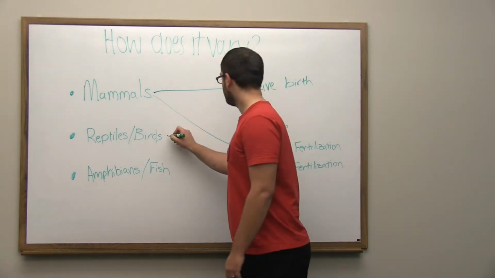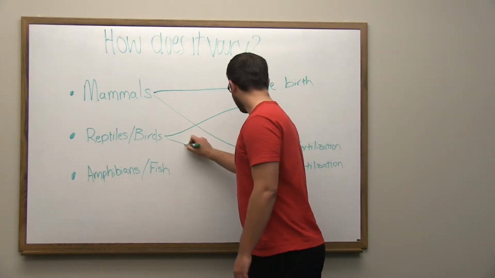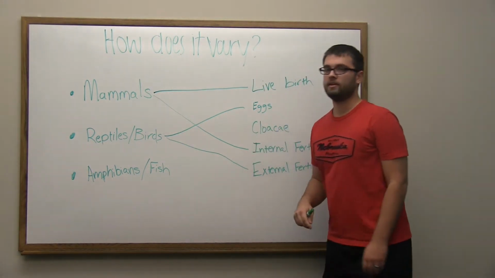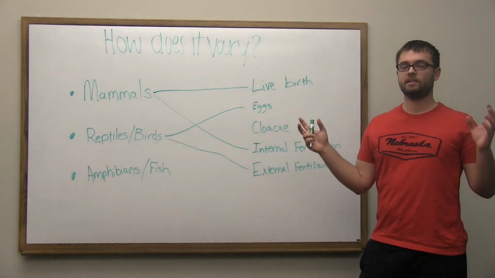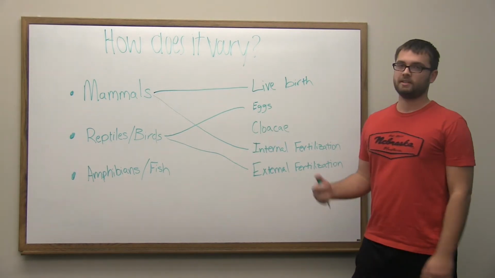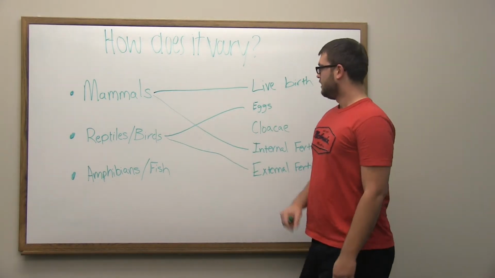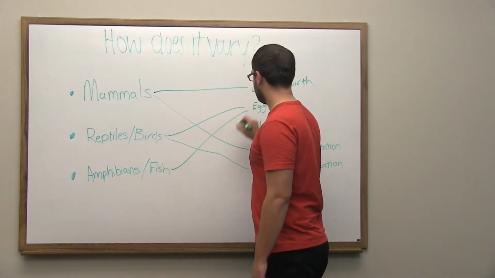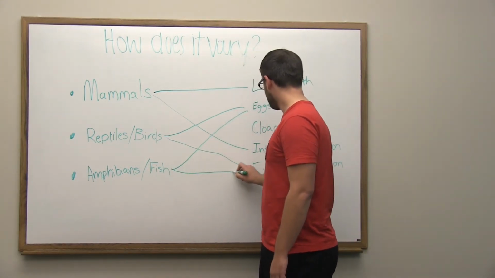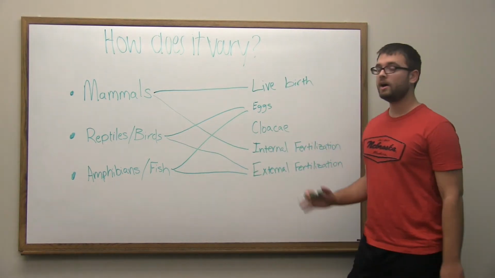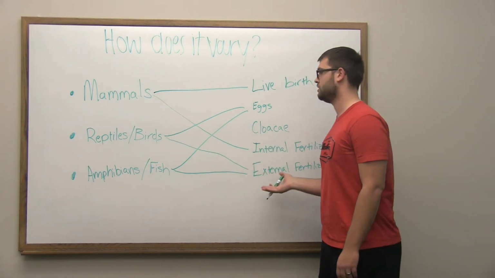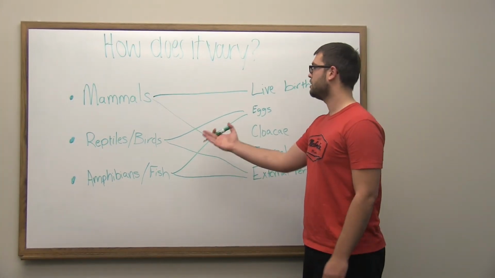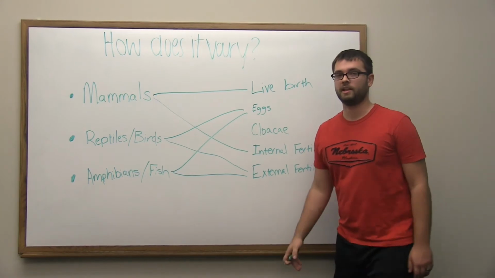Reptiles and birds, however, lay eggs and typically have external fertilization driven by the cloaca, which are basically their sex organs. Finally, amphibians and fish also lay eggs and typically have external fertilization. However, there are many species of fish that also feature internal fertilization. There are many deviations from these rules, such as some reptiles are also birthed live.